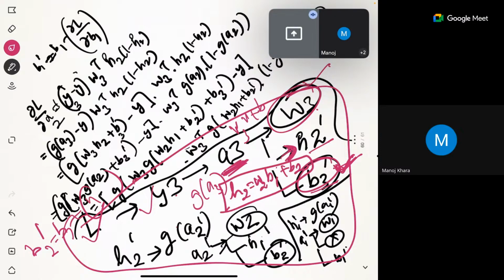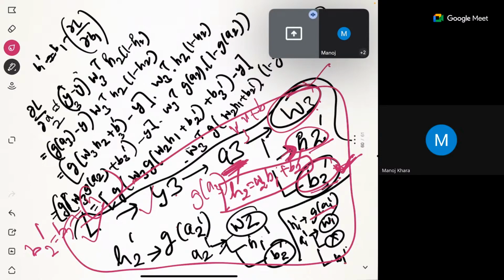What I'm saying is, when I put H2 prime, what changes? The B2 changes. The moment I'm choosing the updated value of B2, I'm calling it H2. That will help me decide the new value of A3, because now I have to put the new value of H2. W3 is unchanged, B3 is calculated. To get H2, I need G of A2. To get A2, again I have W2, we have B2 prime, but we don't have H1 prime. To get H1 prime, I need G of A1, and A1 depends on W1, X, and B1 prime.